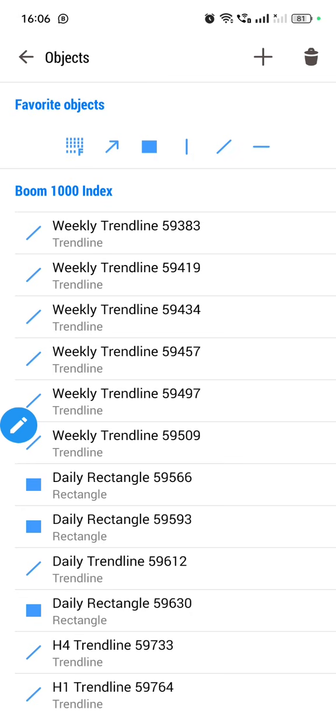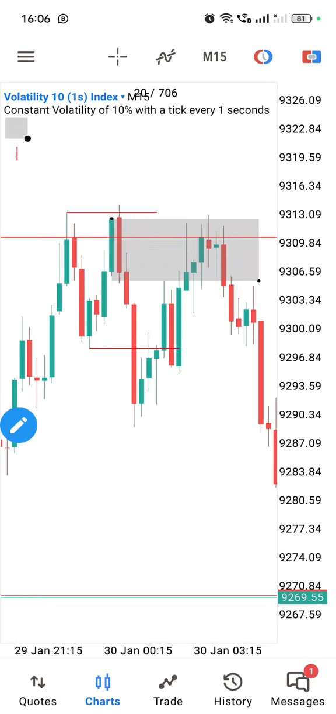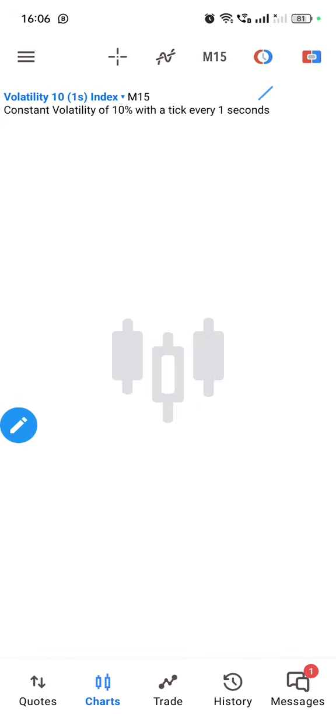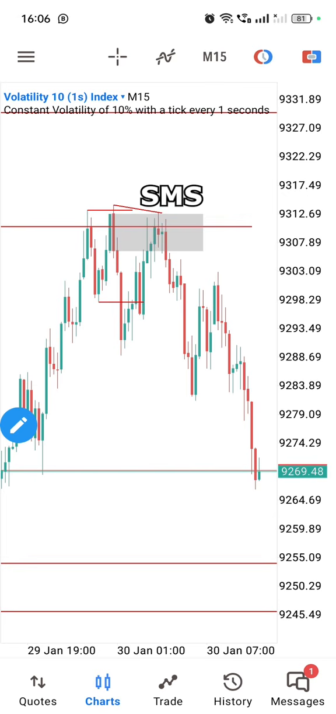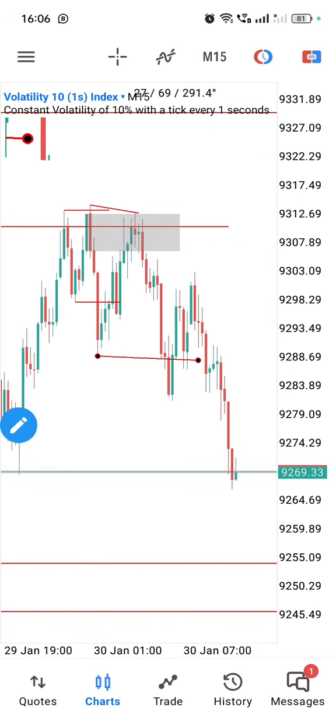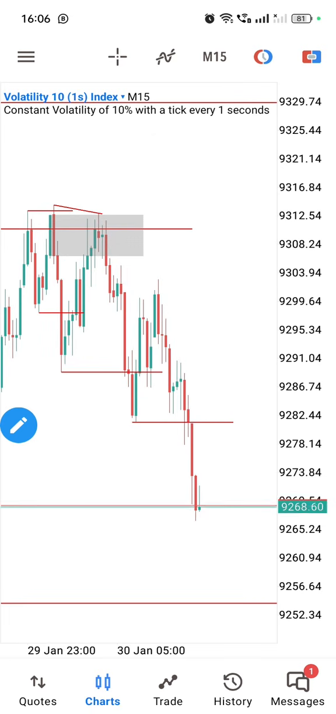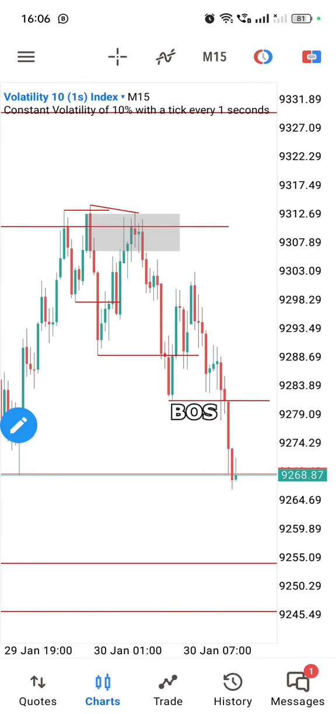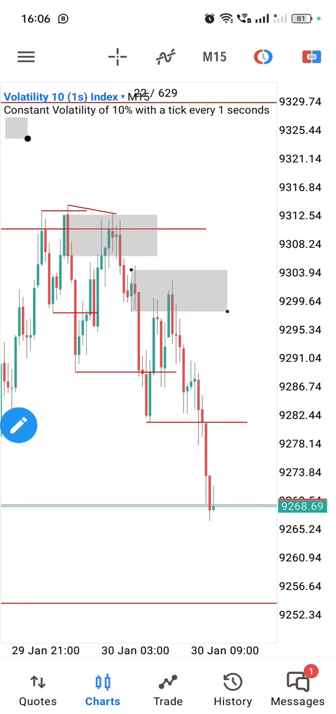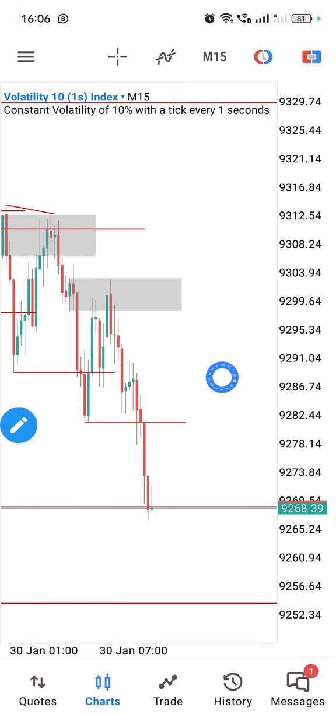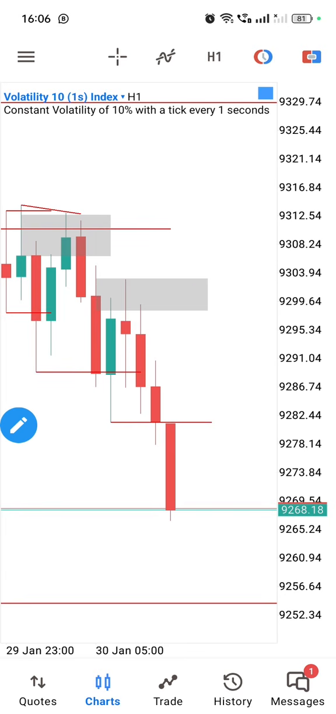What it decided to do was to break structure, and as soon as it broke structure, it went back to that 15-minute OB, and it respected that 15-minute OB, creating an SMS and breaking that low. It ended up breaking again, but I want you to see how the institutional was respecting it, because it respected that 15-minute order block and then it broke the low there.